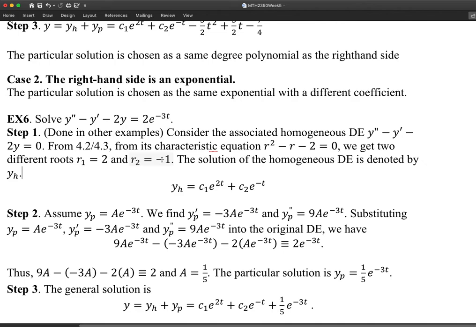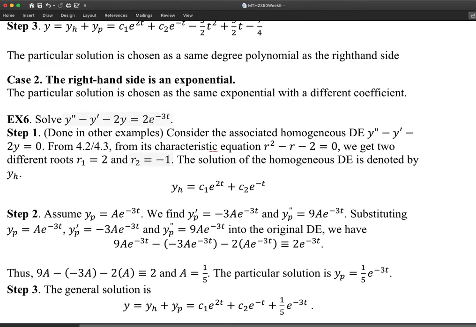Okay. And the next part, step 2, is the big one for this section. We are going to assume the particular solution is the same kind of exponential function. The kind of exponential function I'm talking about here is e to the negative 3t. So it must be e to the negative 3t again. Certainly it may carry a different coefficient. So I said the coefficient a. I hope you know a is the so-called undetermined coefficient, right? So we try to find a value for this a.